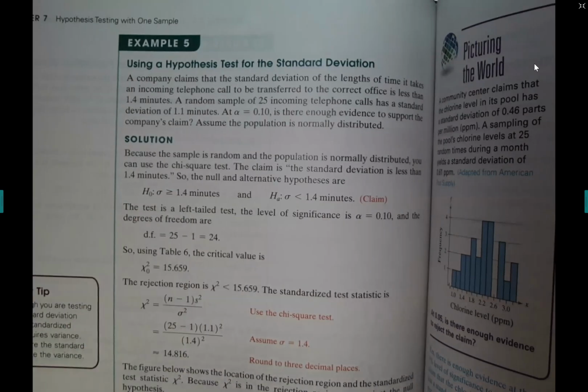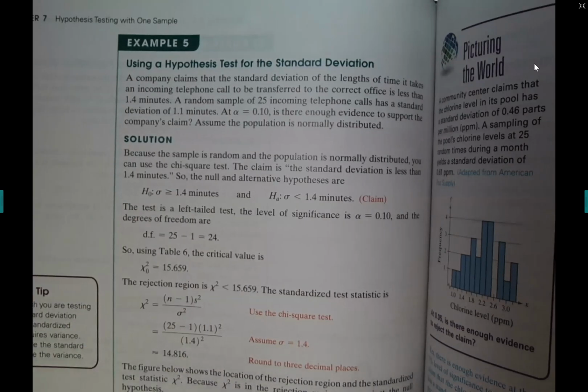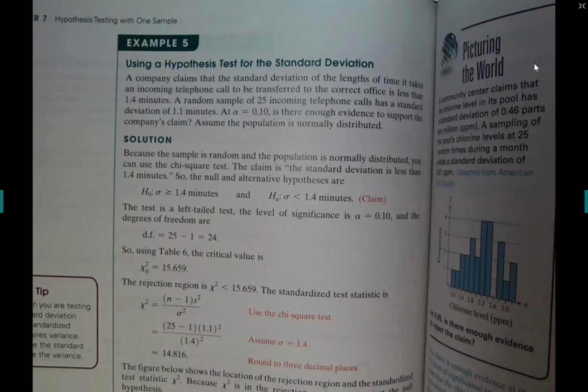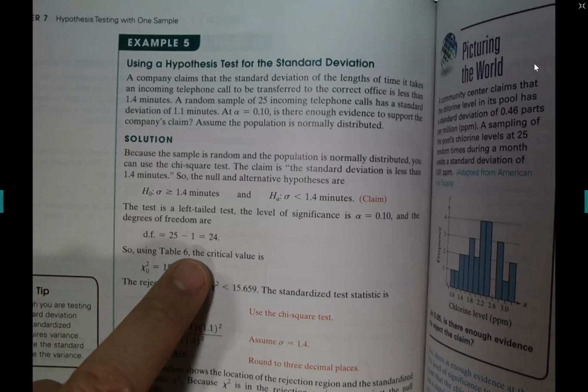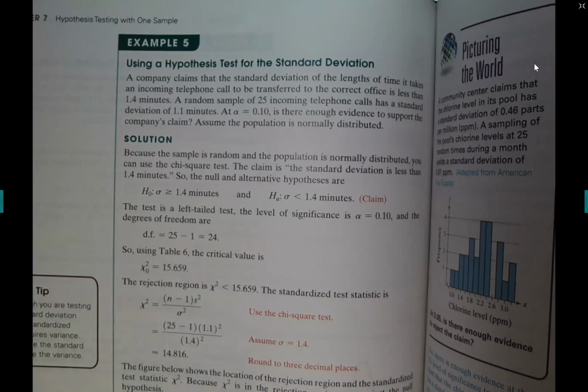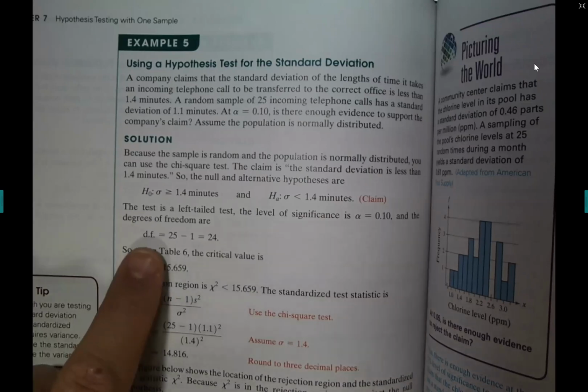A random sample of 25 incoming telephone calls has a standard deviation of 1.1 minutes. N is 25. It didn't say has a variance, it says has a standard deviation. So look what the author put: S equals 1.1 minutes. Did he put it somewhere? He didn't, but he should have put S. So S is 1.1. At alpha equals 10%, is there enough evidence to support the claim? See, when the claim is in the alternative, he'll ask you if you can support it. So he says degrees of freedom is 24.